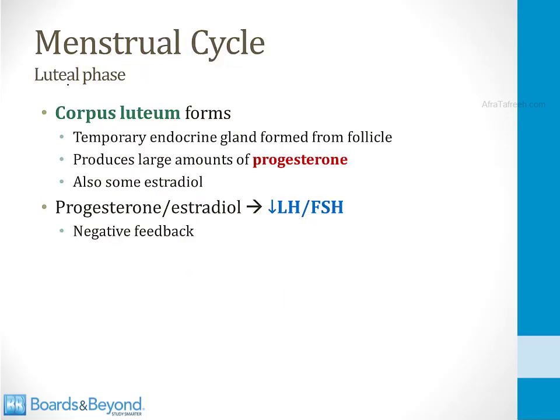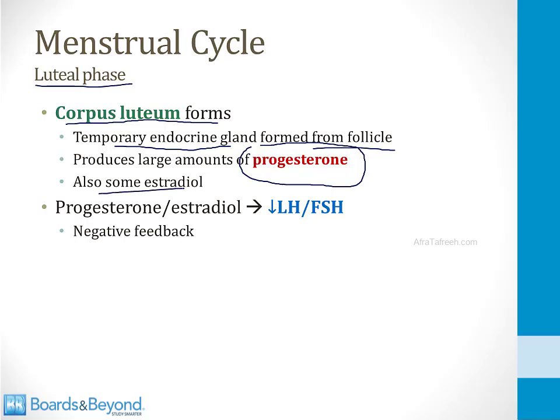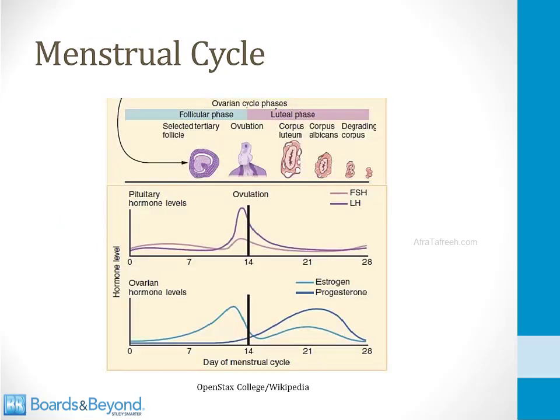After ovulation, the menstrual cycle enters the luteal phase. This phase is driven by a structure in the ovaries called the corpus luteum. The corpus luteum is a temporary endocrine gland that is formed from the follicle that released its egg. The job of the corpus luteum is to produce large amounts of the hormone progesterone, which will prepare the uterus for implantation and pregnancy. There's also some estradiol released by the corpus luteum. The progesterone and estradiol released by the corpus luteum feed back on the pituitary negatively so that the levels of LH and FSH fall.